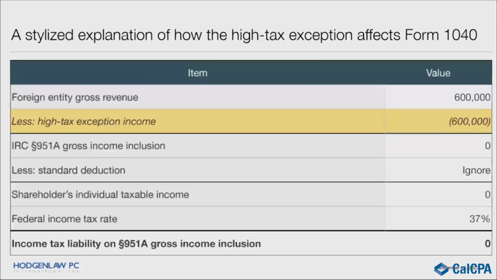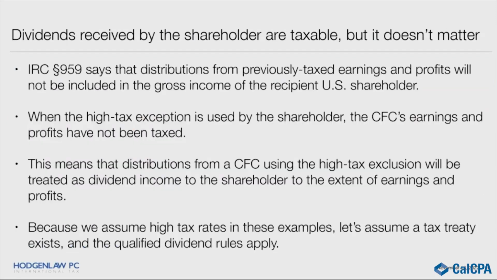Here's the simple way that the high tax exception works for computing income tax liability on the Section 951(a) gross income inclusion. So, 0, 0, 0 all the way down. Nice. We like this. Dividends, as I said, are received by the shareholder, and they are taxable dividends because the earnings and profits from which this distribution was made were not previously taxed. Therefore, Section 959 does not give us coverage and the ability to exclude it. So this is great.